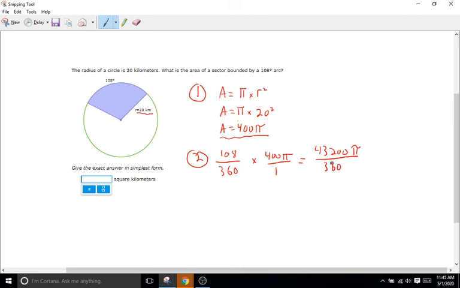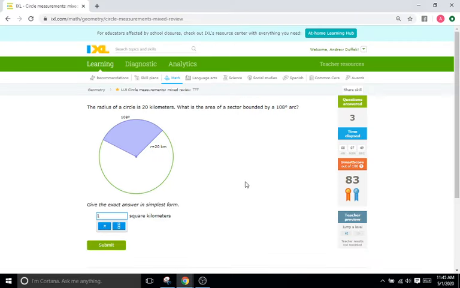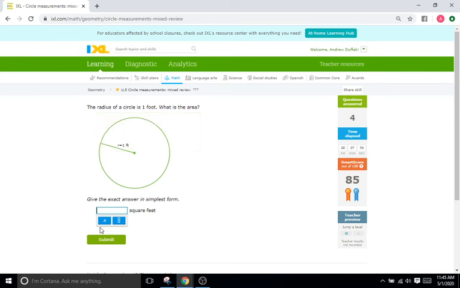And so when I type that into a calculator, because that is a very large number, that comes out to be 120 pi. That's it. That is going to be the area of your sector. So we'll go back. We'll do 120 and then type in pi. Bingo. Hey, another problem.